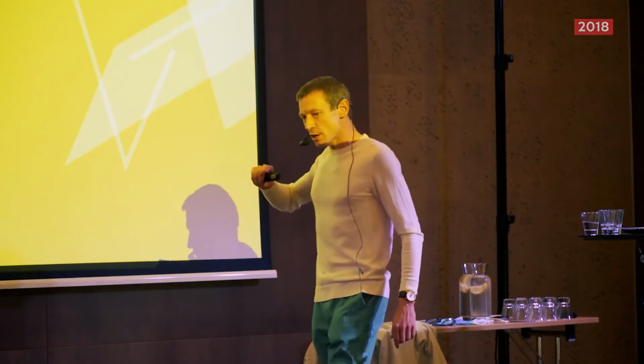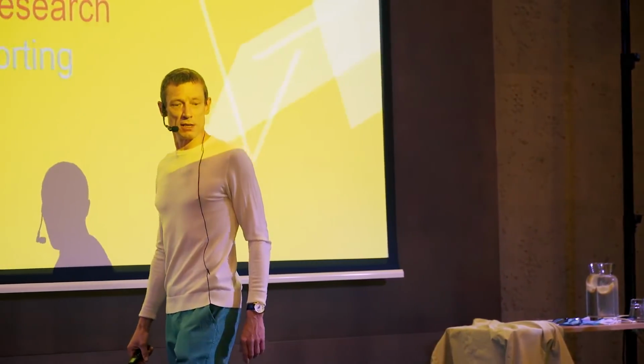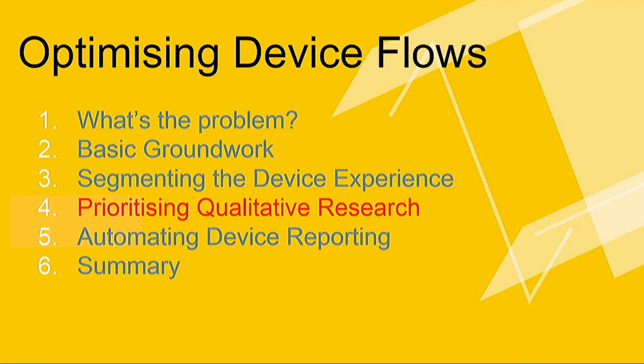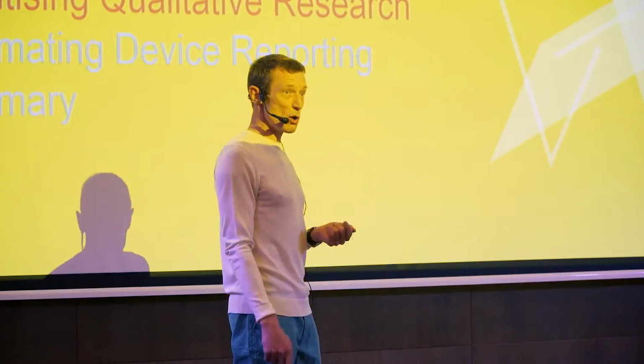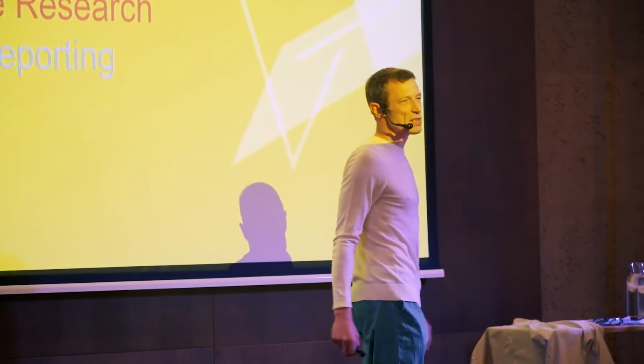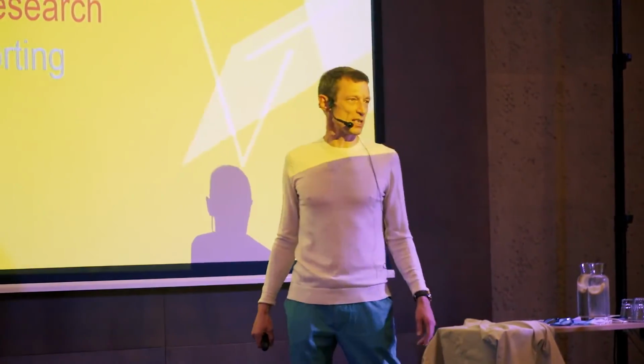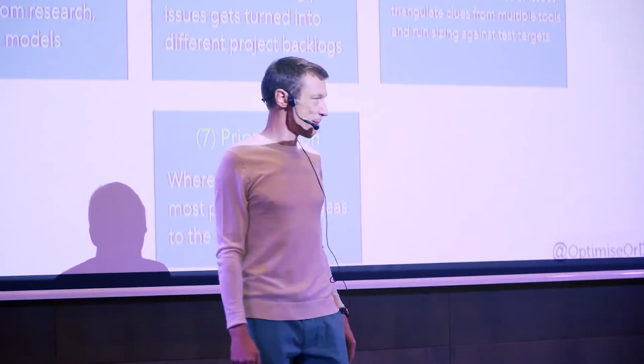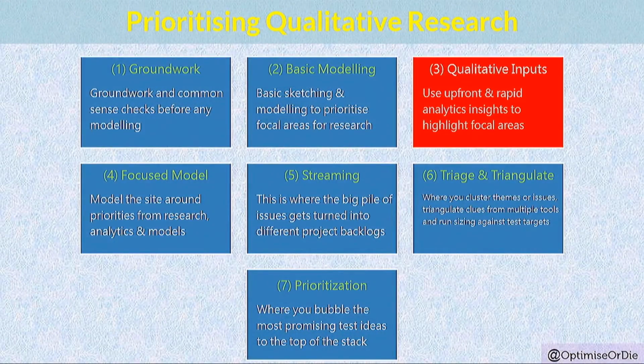But there's a really interesting effect from this. Doing this quantitative research will prioritize all your qualitative research. So imagine if you don't have to test the whole site, you can just test some parts of it. Imagine if you don't have to test all the devices, you just have to test iPhone 5s. You cut the work right down hugely. And this is my model for optimizing websites. I do my groundwork, I do some basic modeling, I'll get some qualitative inputs if they're available, and then I will do a much more detailed analytics model.